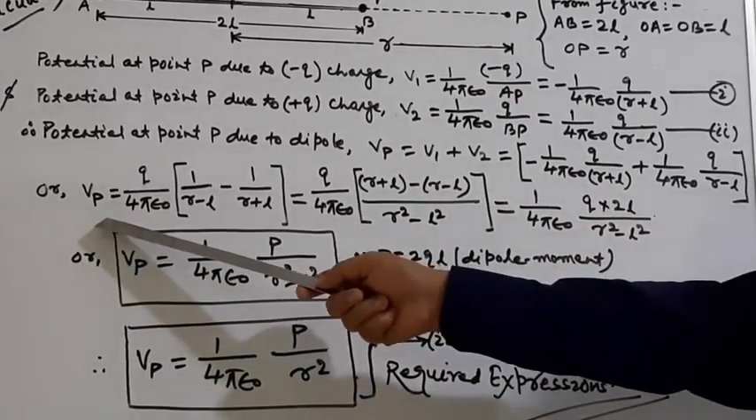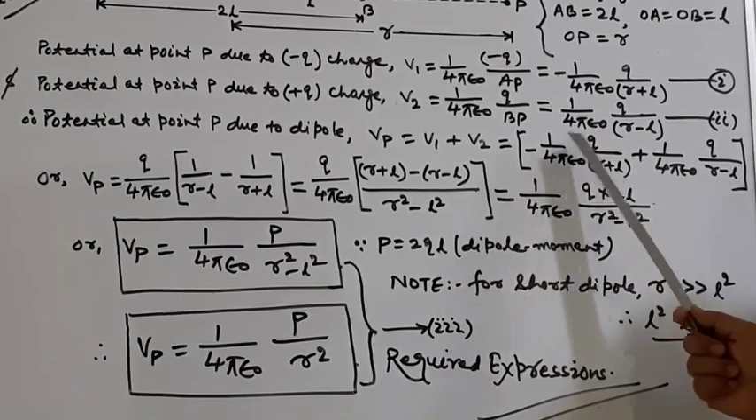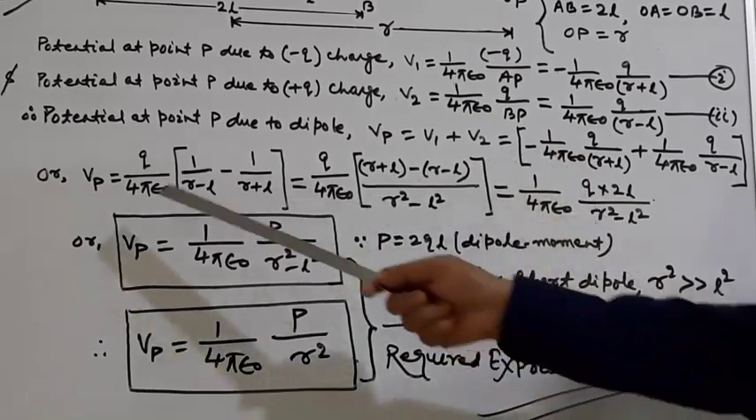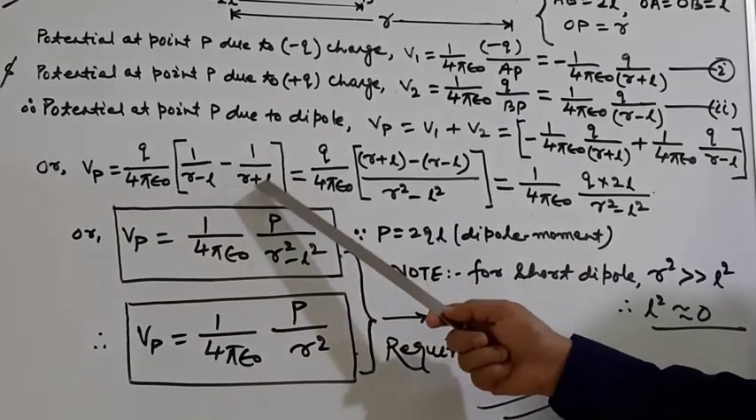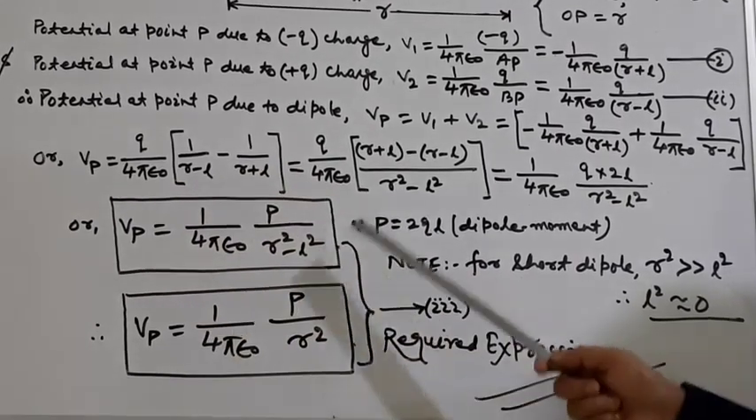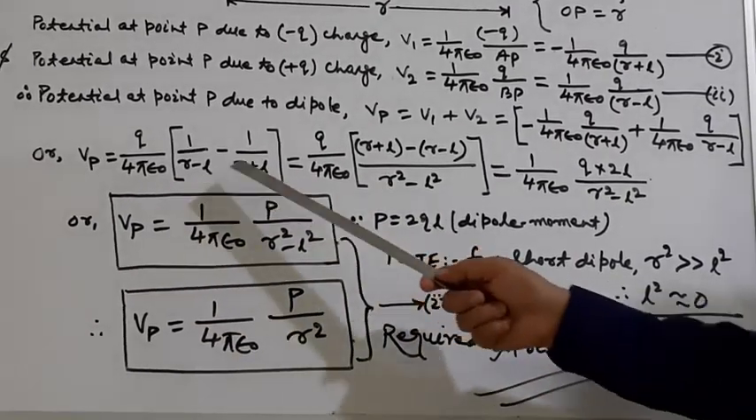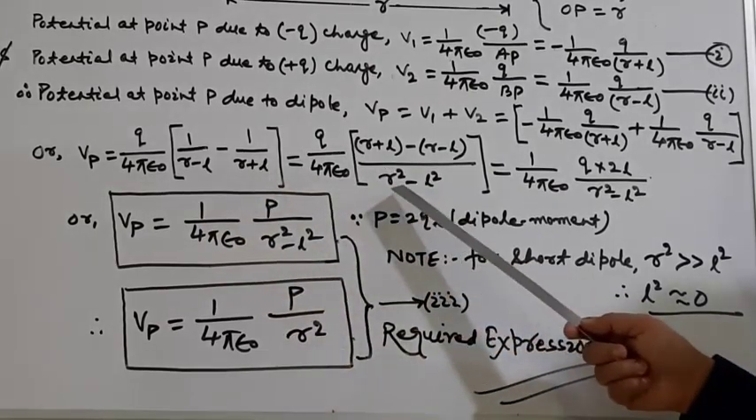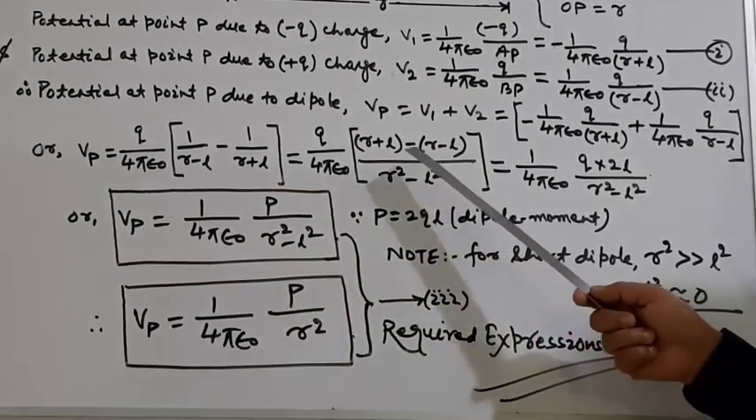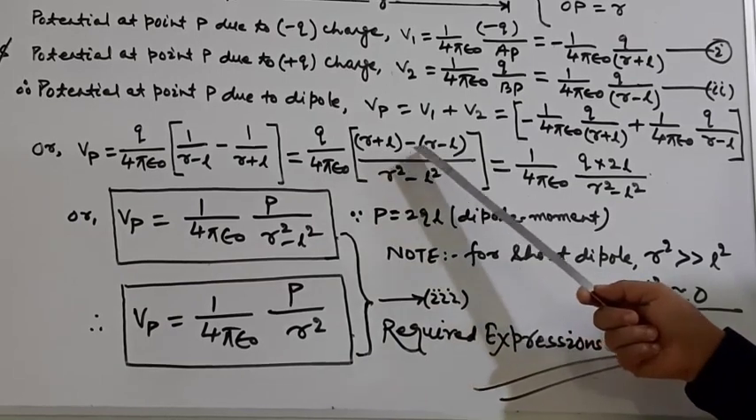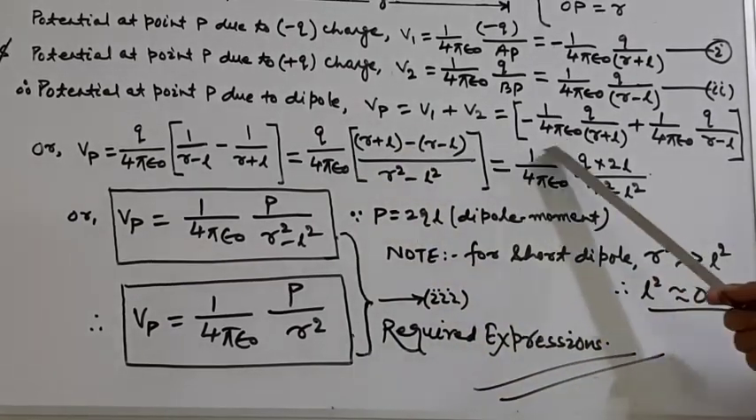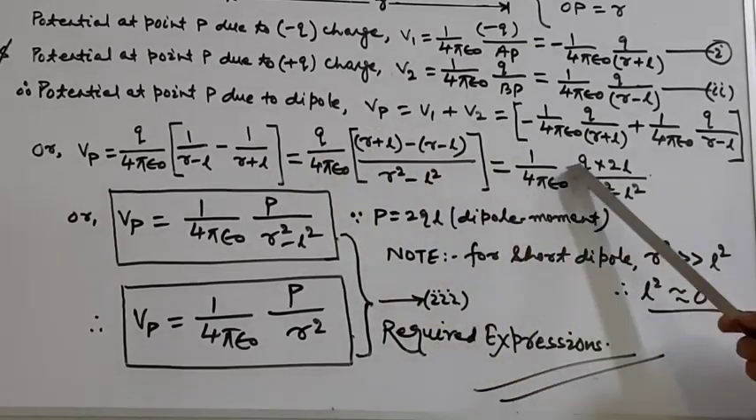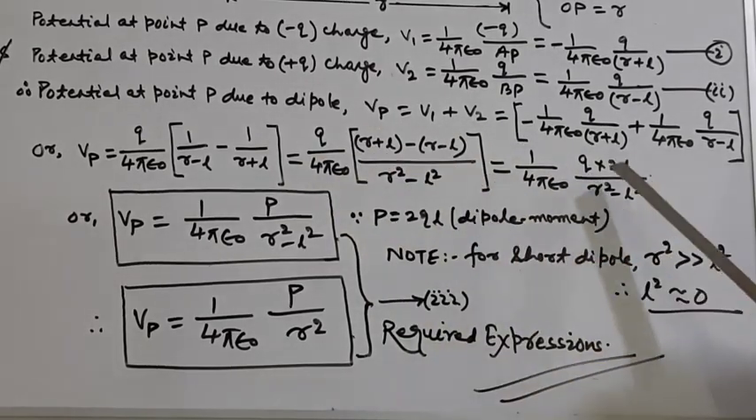Solve this equation here. So Vp is equal to, taking Q by 4 pi epsilon naught common, 1 by r minus L minus 1 by r plus L, and solve it. In the bracket, r minus L and r plus L, take the LCM, r square minus L square, and in the numerator r plus L minus r minus L. After solving this we will get 1 by 4 pi epsilon naught, Q is here, and this term becomes 2L.